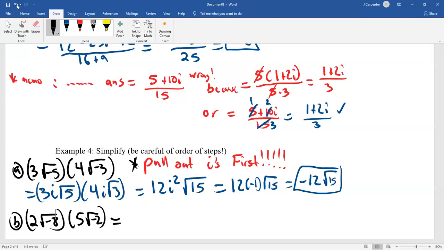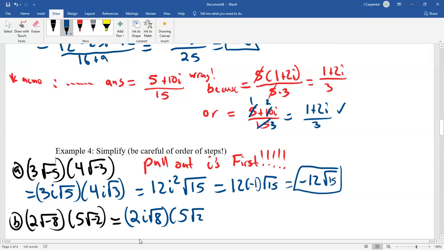We got to pull our i's out first. 2i square root of 8. I took the square root of a negative out as an i. And times 5 square root of 2.